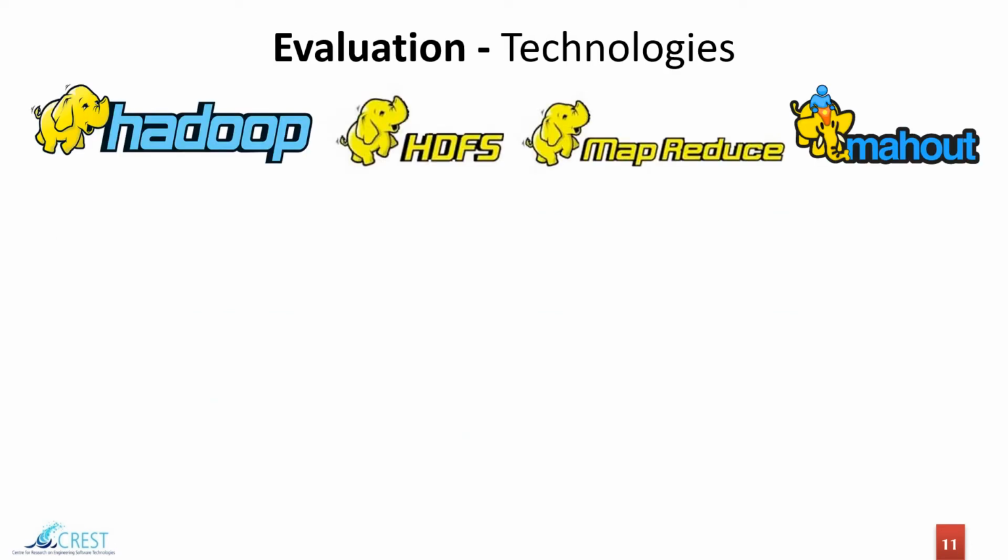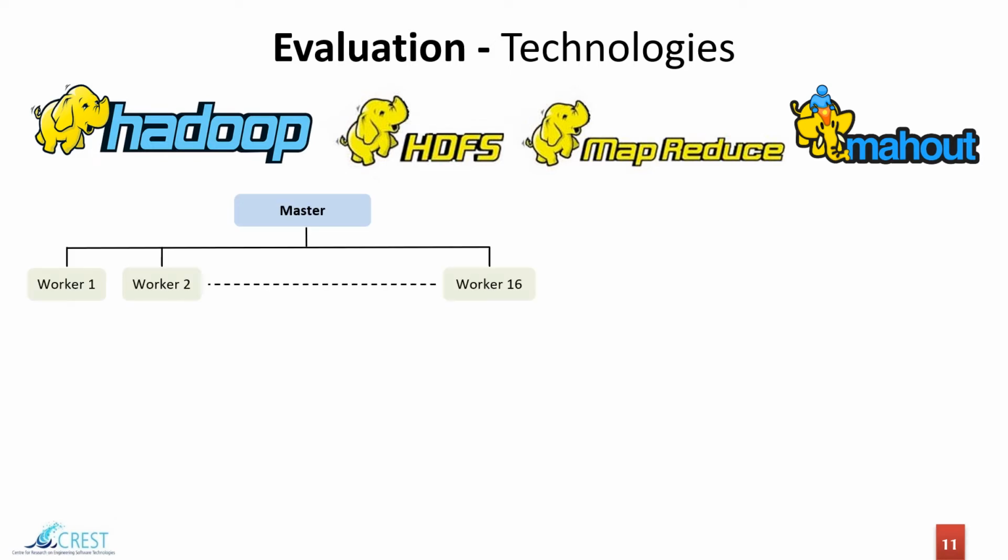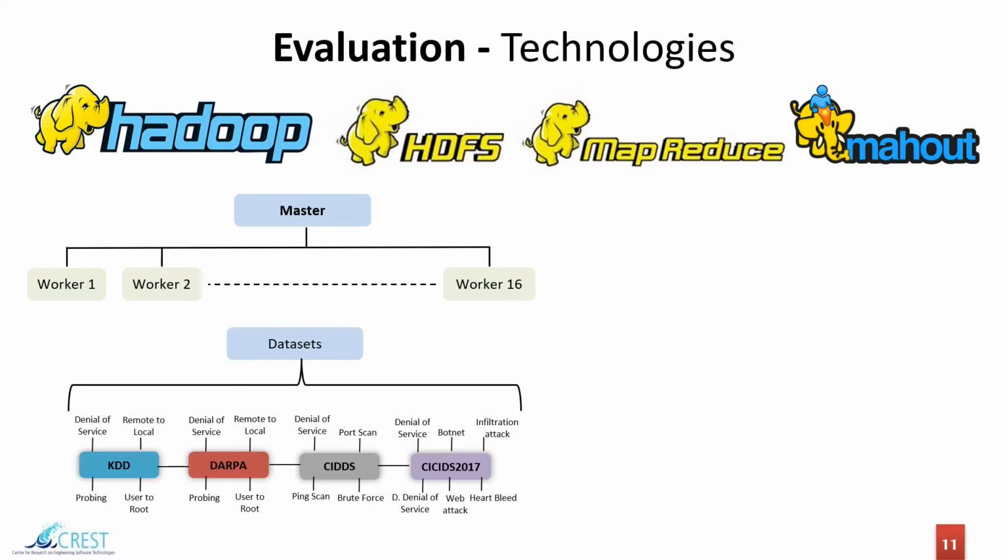The technologies that we used in implementing our approach were Hadoop, HDFS, the MapReduce programming model, and we used Mahout for implementing the machine learning models which are used in the anomaly-based detector component. This is the configuration of the cluster. So we had one master and 16 worker nodes.